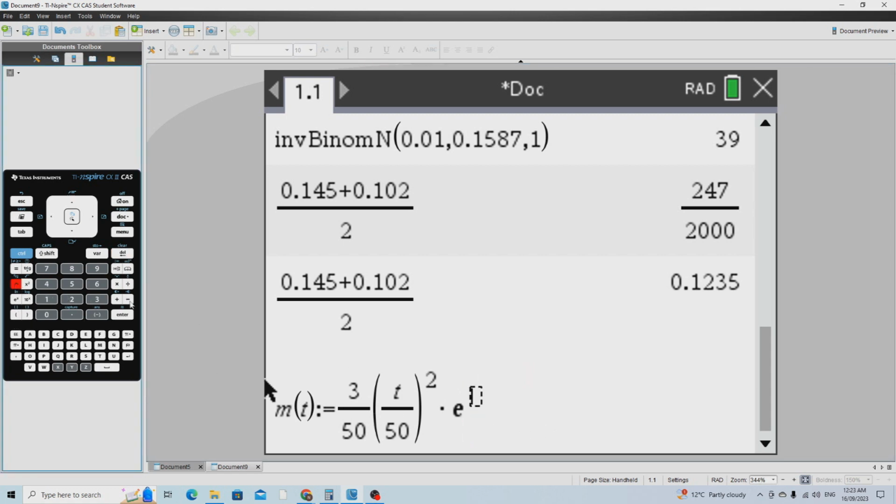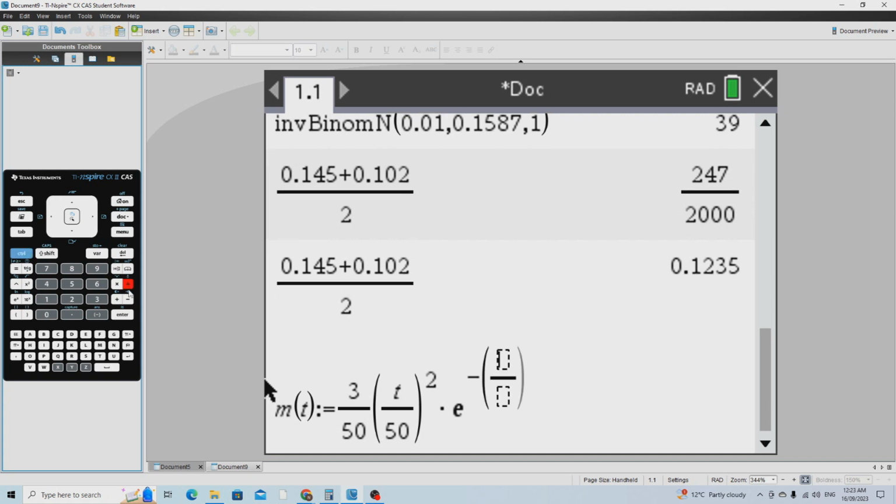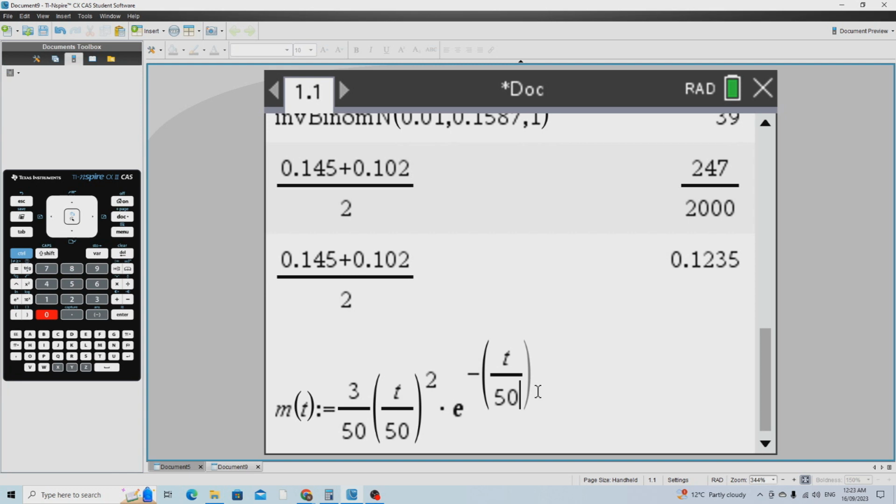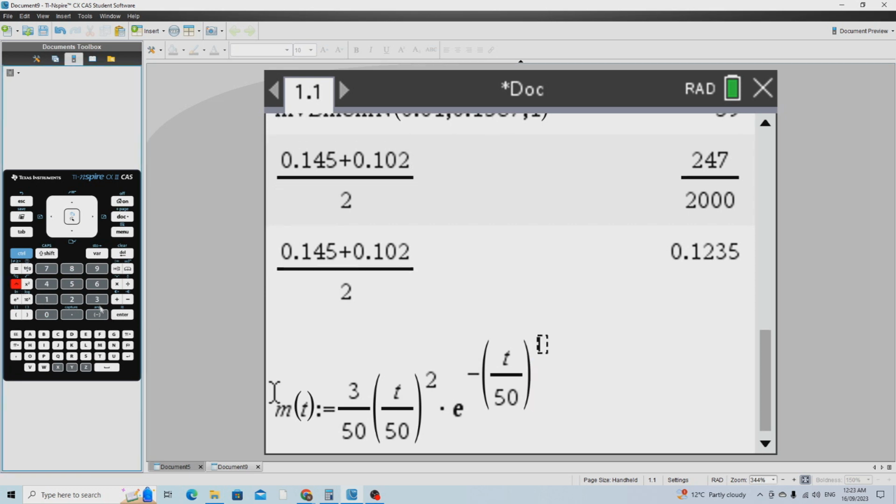Power negative t50, so t50 to the power of 3.